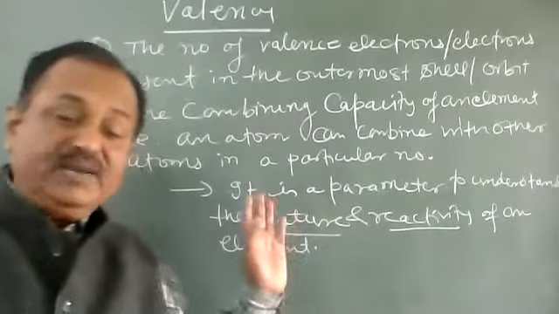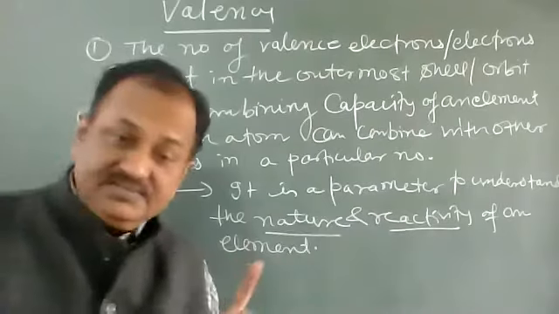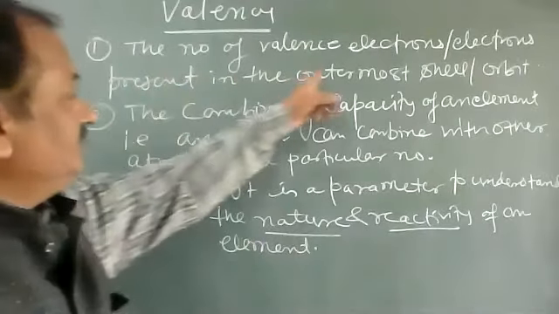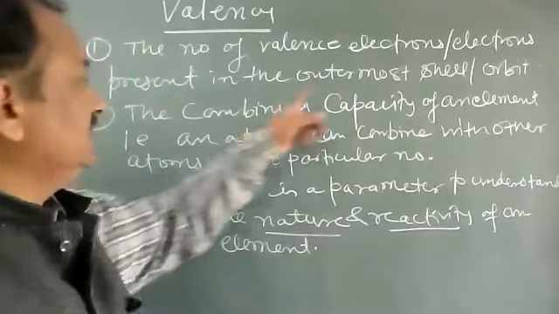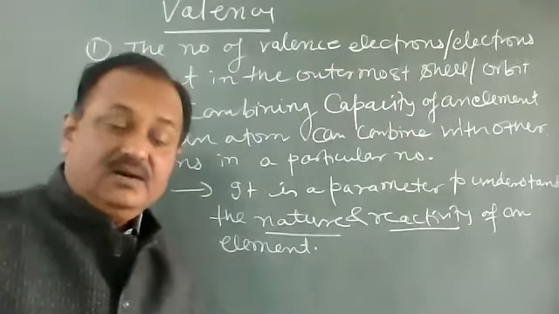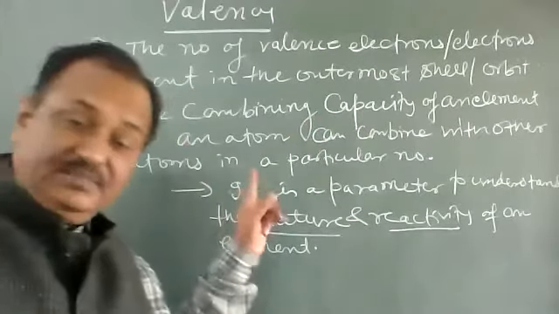Now I'm going to explain about the valency. So valency has a first definition: the number of valence electrons, or electrons present in the outermost cell or outermost orbit, is called valency. So this is the first definition.